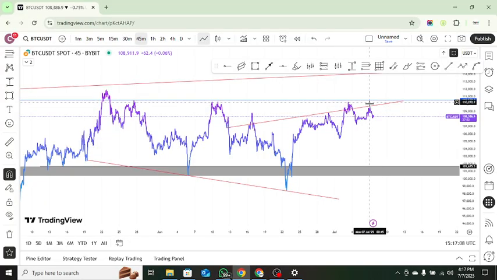What is it telling you? It's still a force that is pushing it down. After reacting on the former resistance zone, we have another trend zone that the market is responding to. So what are we expecting now in the market?